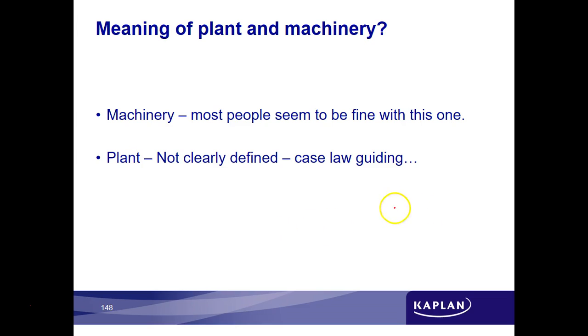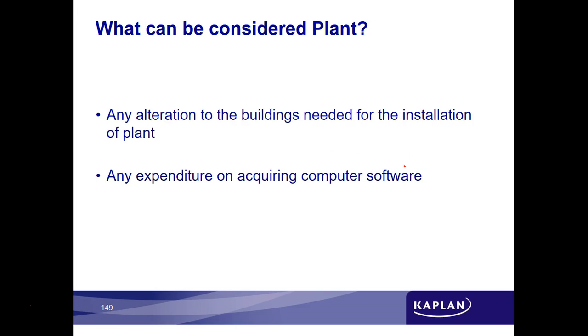Again, like I said, most people tend to be fine with machinery, plant. We tend to allow case law to guide us. But what is definitely considered as plant is this: I said earlier on right at the beginning that buildings were excluded, but if you had to do something to your building, like alter the building so that you have your plant, the key point is that whatever will allow the plant to reach its functioning point or to enable it to function, then we can allow this alteration as part of your capital allowance.